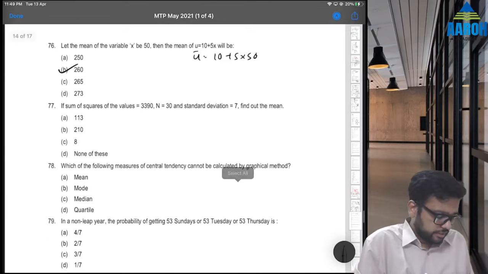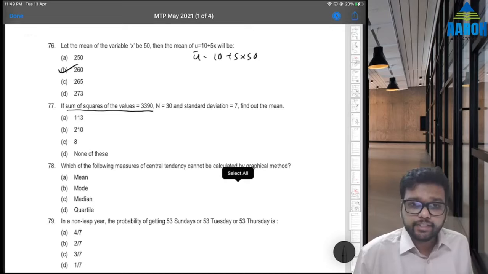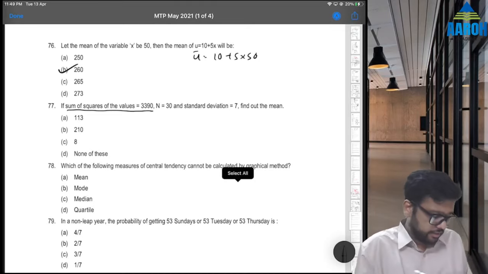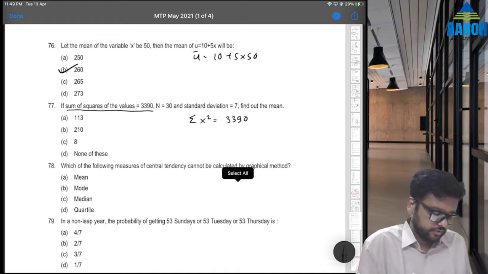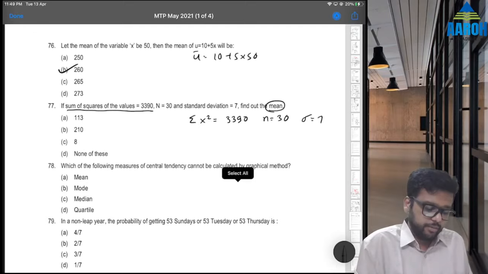Next. Sum of squares of values is 3390, with SD and mean also given. So sum of squares, meaning sum of x square, is equal to 3390. N is 30 and SD is 7. We have to find the mean.